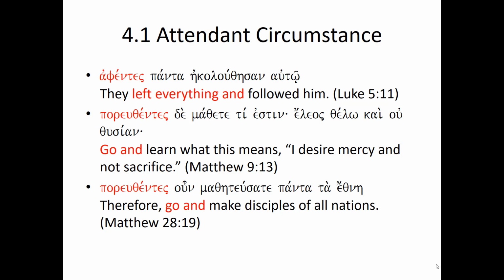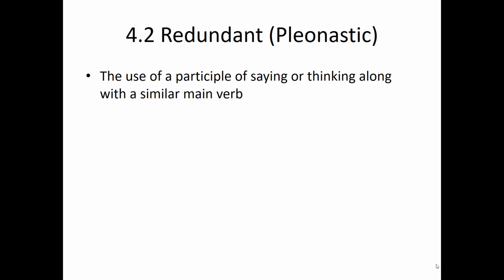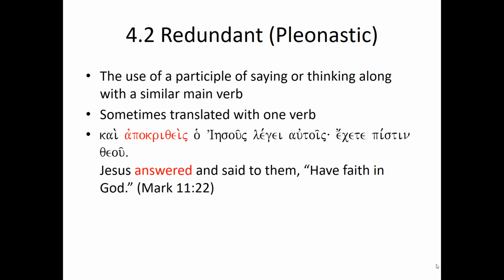So by the way, Greek can certainly help you outline a text. Main point of the sermon, main point of the Bible study, make disciples. Subpoint 1, go. Subpoint 2, baptize. Subpoint 3, teach. There's another one that's from the Department of Redundancy Department that we would call a redundant participle, or a fancy word is the pleonastic participle. This occurs very often with a verb of saying or thanking, along with a similar main verb. In English, this often gets translated just with one verb. This is very frequent in the Gospels.